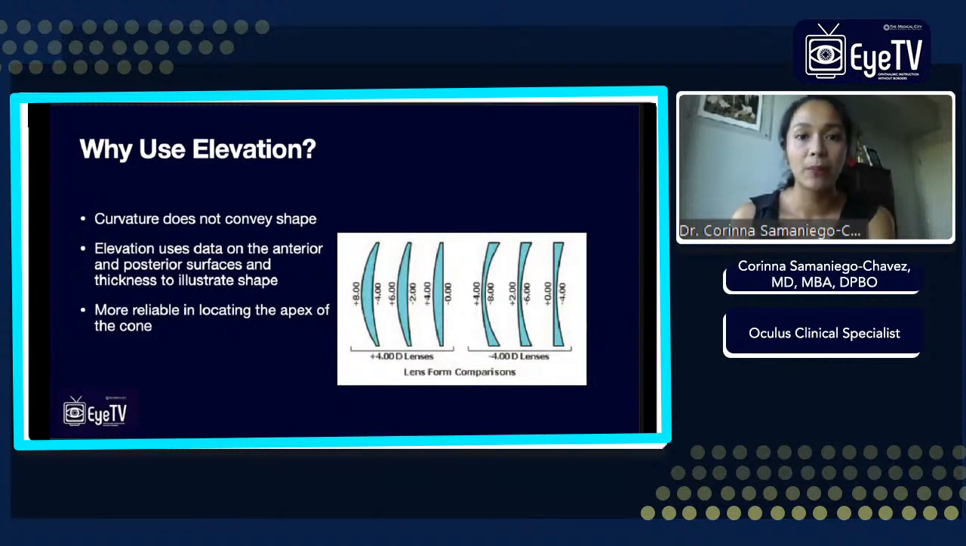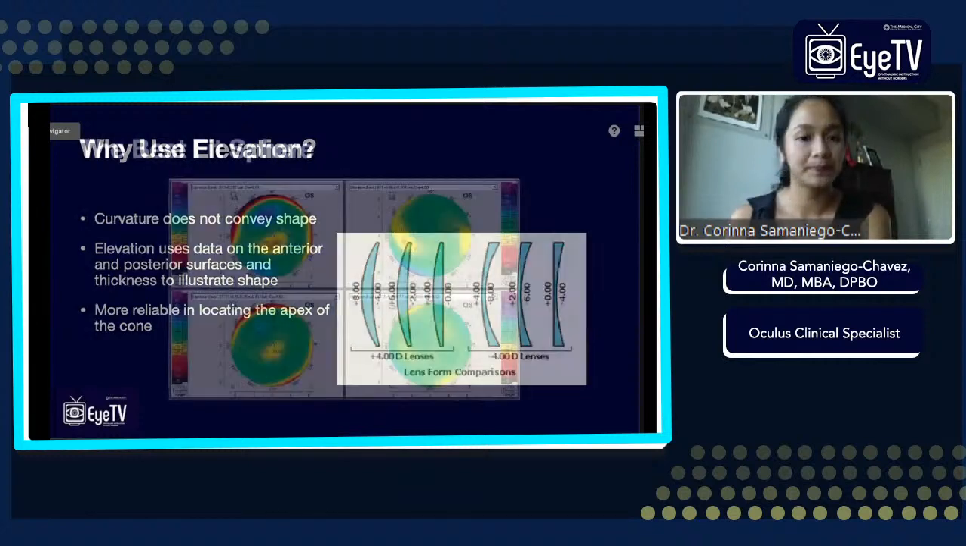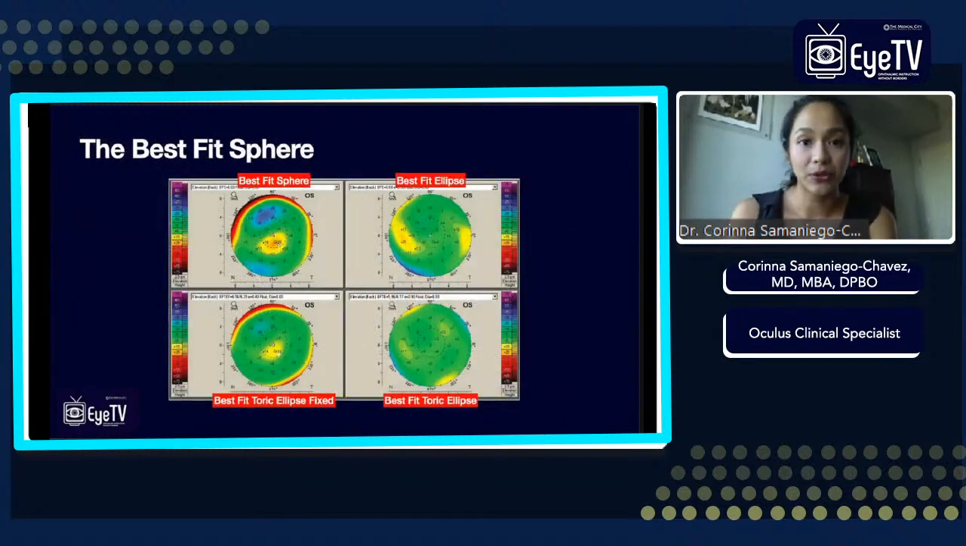With elevation, both the anterior and the posterior surfaces can be measured, as well as lens thickness. Now, knowing both surfaces and the lens thickness, still applying it to our previous example, can allow you to reconstruct an identical lens. Knowing the distinct shape of the lens will also allow you to secondarily compute your lens power. Finally, because shape is more accurately illustrated using elevation, it is more precise in locating abnormalities, such as a cone in keratoconus. As we learned in the previous episode, the most commonly used reference surface for elevation data is the best fit sphere, or the BFS.